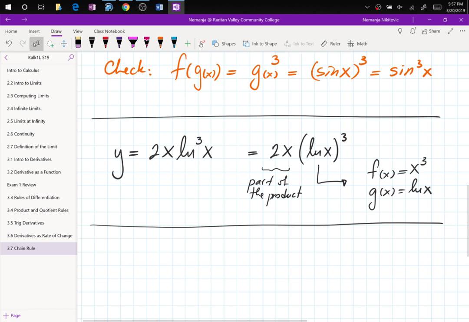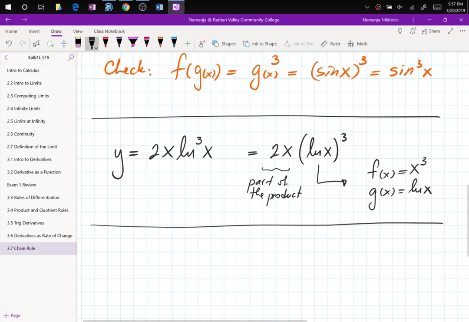I just want to make sure that you guys are still seeing the products and quotients. It's not going to be 100%, but I did promise 95, so I'll deliver on the promise, as the future classes will as well.